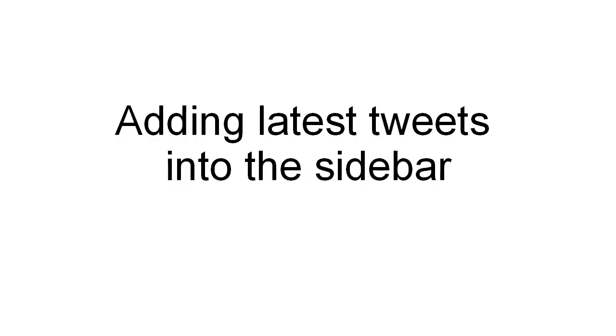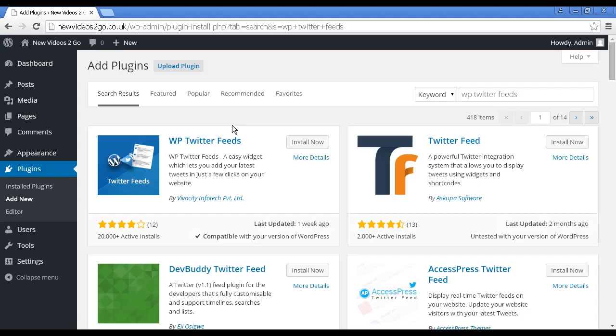Now, the first one that I want to tell you about is how you go about adding your latest tweets into the sidebar of your blog. Okay, the first thing to do is to log into your WordPress dashboard. Come over here to where it says plugins, and then click here where it says add new. And the plugin that we're going to install is this one, WP Twitter Feeds, and you can do a search for it here in the search box. So just click here where it says install now.